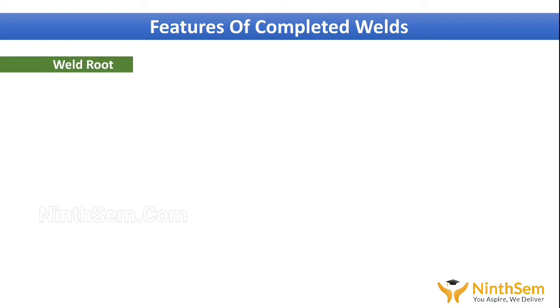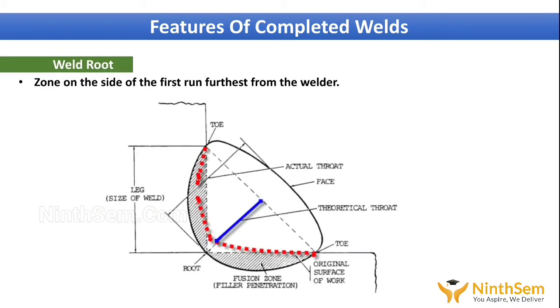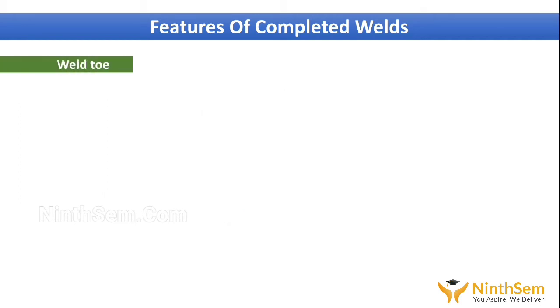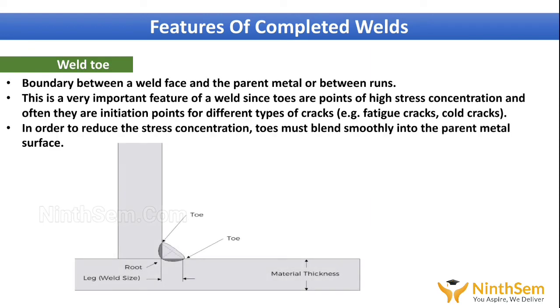Next one is weld root: the zone on the side of the first run furthest from the welder. Next one is weld toe: the boundary between a weld face and the parent metal or between runs.